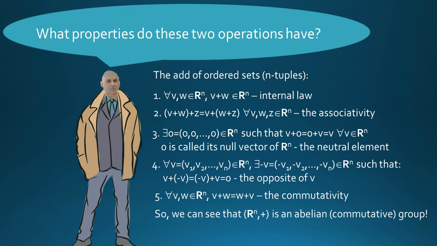4. For any v = (v1, v2, ..., vn) in ℝⁿ, there exists −v = (−v1, −v2, ..., −vn) in ℝⁿ, such that v + (−v) = (−v) + v = 0, the opposite of v. And 5. For any v and w in ℝⁿ, v + w = w + v, the commutativity. So we can see that (ℝⁿ, +) is an abelian, commutative group.